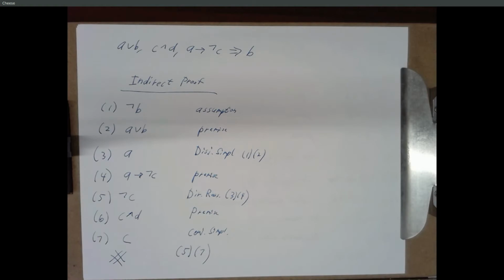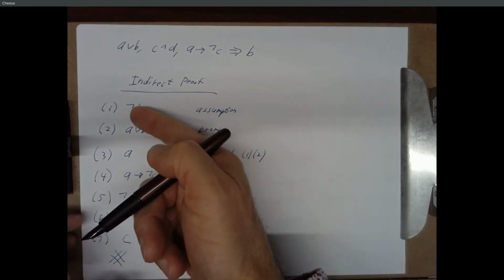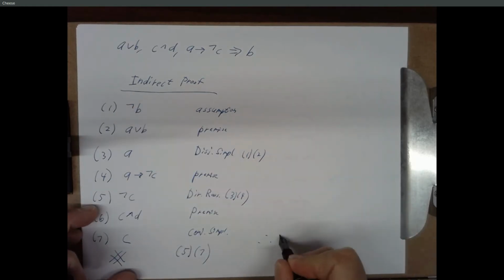Right? So again, don't skip steps. Make it totally obviously clear to whoever's reading this that you've got a direct contradiction, such as C and not C. And then since there's a contradiction, we know that not B was false, and so we can say therefore B, and that's the end of the proof.